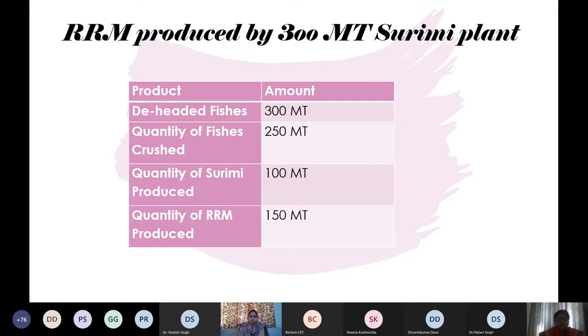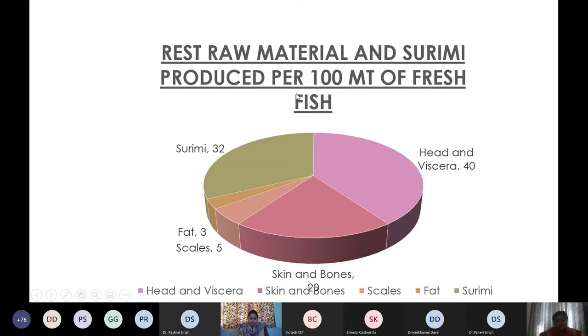This is the rest raw material and surimi produced per 100 metric tons of fresh fish. If we are using 100 metric tons of fresh fish, how much surimi is produced, and how much other waste? Out of that 100 metric tons of fresh fish, only 32 metric tons is converted into surimi. Then 40 metric tons is the head and viscera. 20 metric tons is the skin and bones. 5 metric tons is the scales. And 3 metric tons we get in the form of fat. This is the complete pie chart of the fish and what we get out of 100 metric tons of fresh fish.